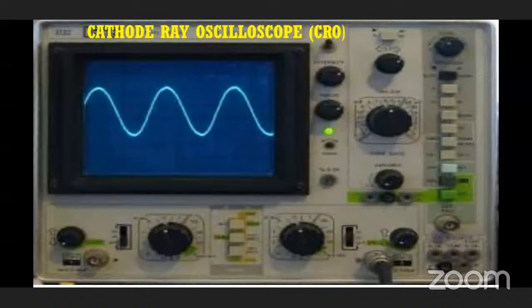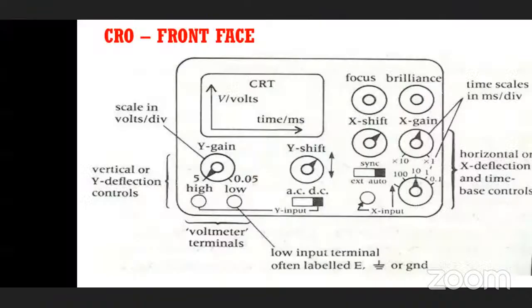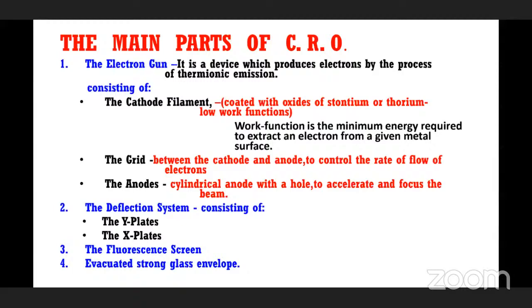Somebody? It is the production of electrons in a vacuum tube containing a cathode and an anode. So what happens? Mayabi?